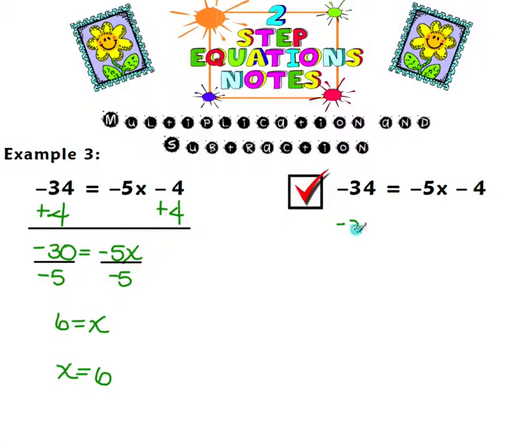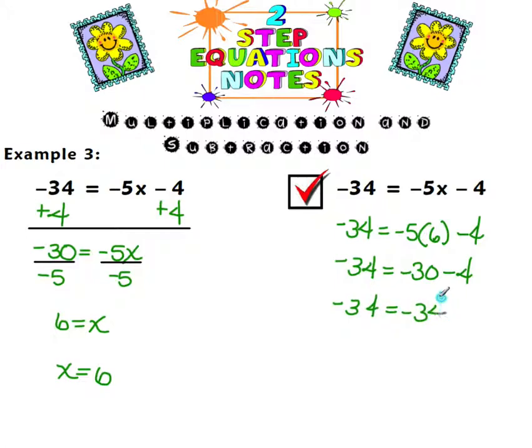So when we check our answer, we have negative 34 equals negative 5 times 6 minus 4. Negative 5 times 6 is negative 30. And we're combining negatives, so negative 30 and negative 4 would give us a value of negative 34. So our third one checks.